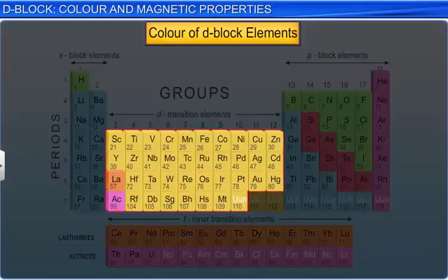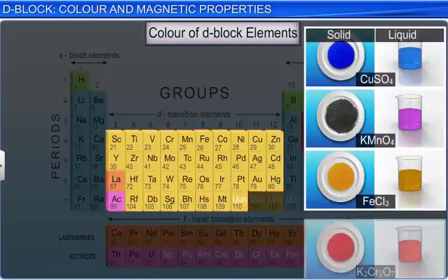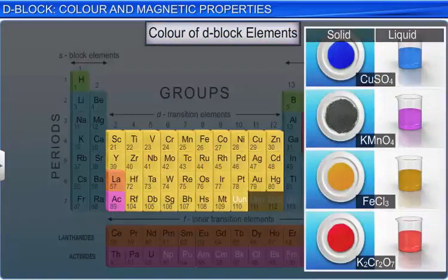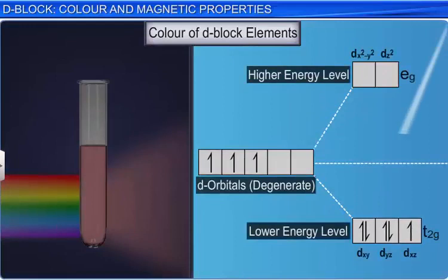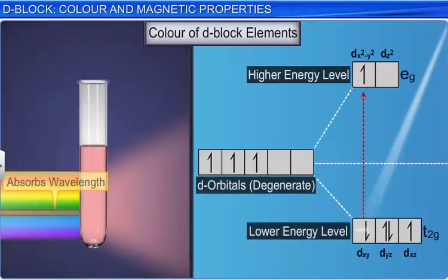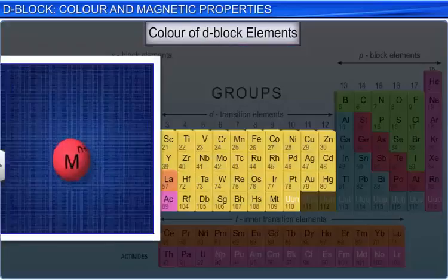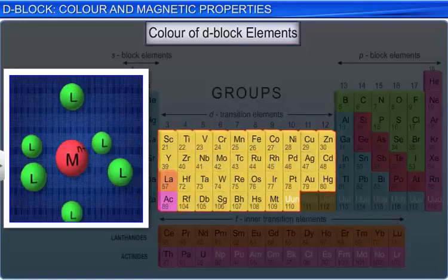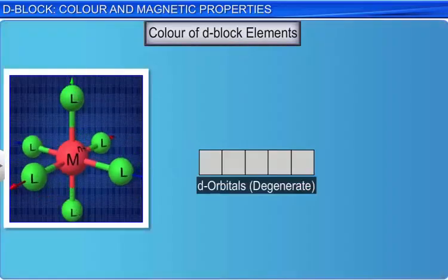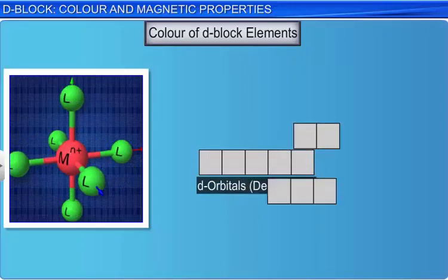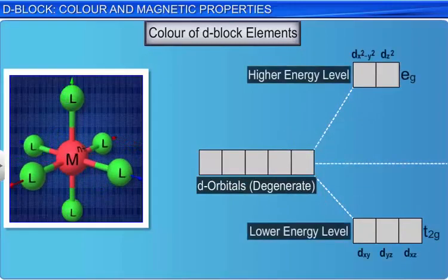Most D-block metal compounds are colored in their solid or liquid states. Color is associated with the ability of a compound to promote an electron from one energy level to a higher energy level. In the case of transition metal ions, under the influence of ligands, the degeneracy of the 5d orbitals is lost, and they separate into two distinct energy levels.